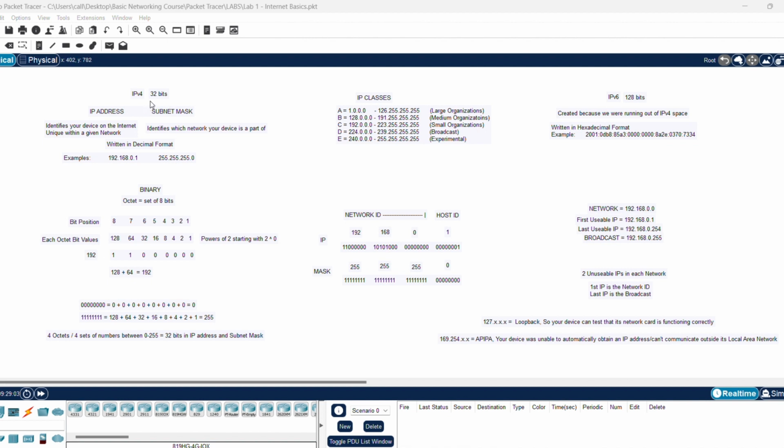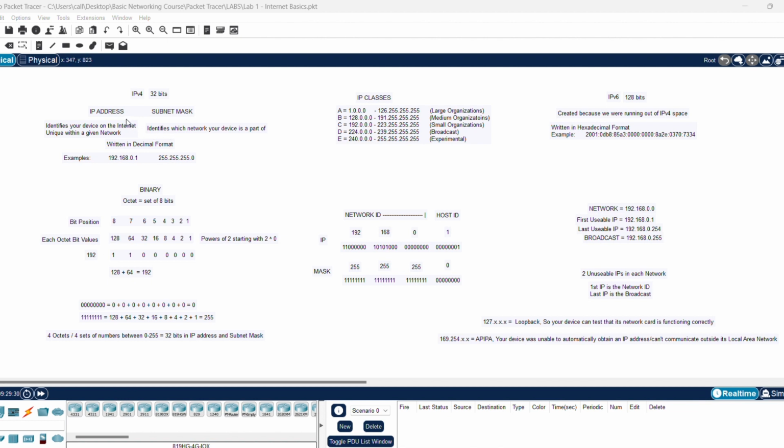We're going to continue with our Internet Basics section by going over IPv4. So IPv4 essentially is a 32-bit number. We'll get into binary in a second, so don't worry about that. But essentially each device on a network has two things to identify it: an IP address and a subnet mask. Now the IP address is what uniquely identifies your device on the internet in a given network. And the subnet mask identifies which network your device is a part of.